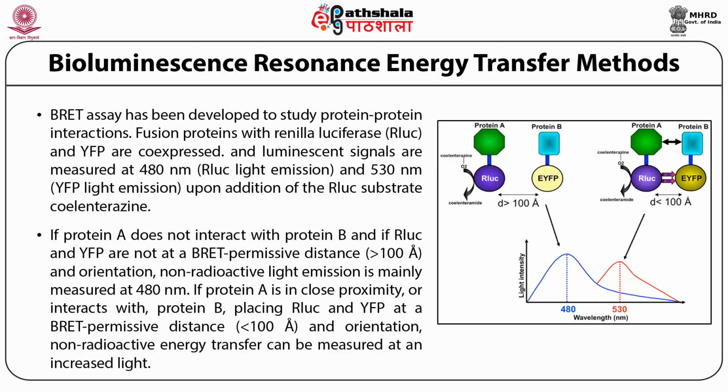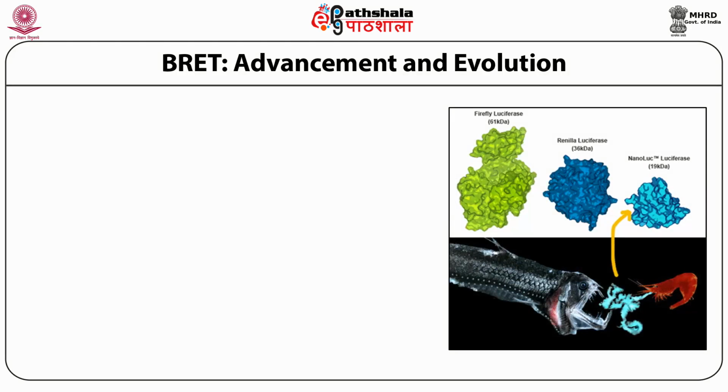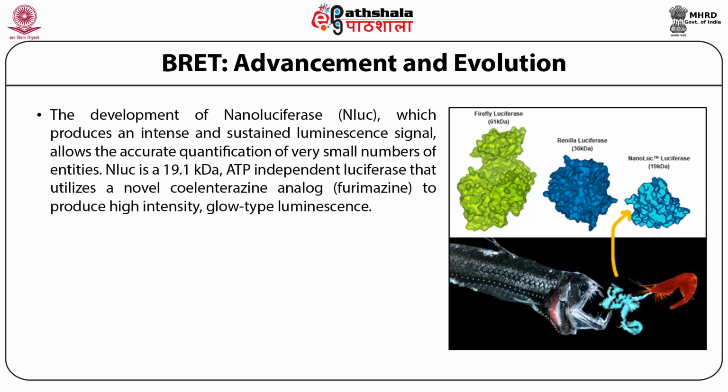So these two things can be used to detect and estimate protein-protein ligand interaction, where we can easily measure whether the two proteins are interacting or not in a particular biological process. Here we discuss the advancement of the BRET assay. The development of nanoluciferase, which produces an intense and sustained luminescent signal, allows the accurate quantification of very small numbers of entities.